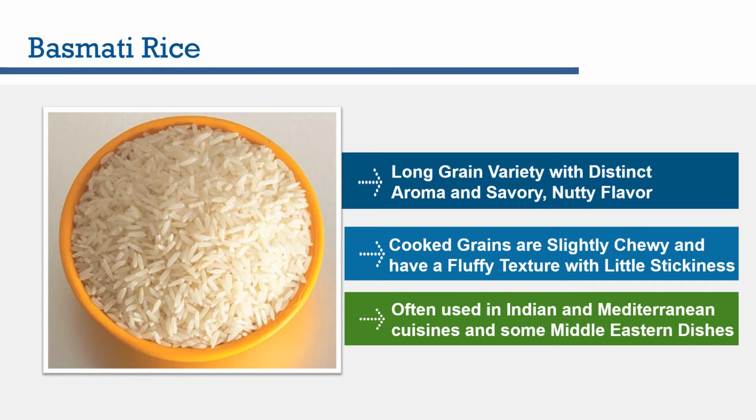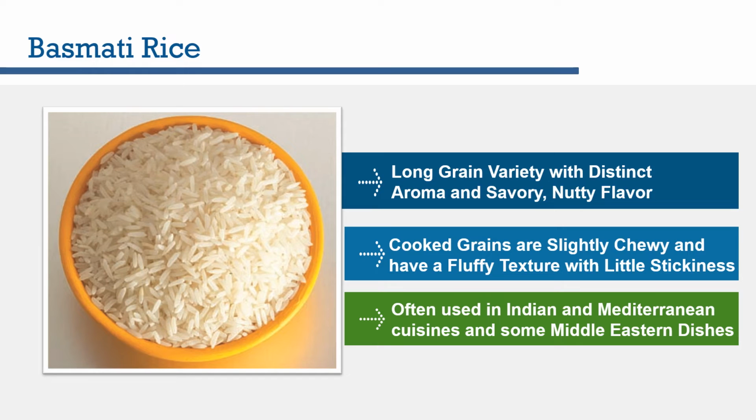Now let's talk about basmati rice. U.S. basmati is an aromatic long grain rice, just like jasmine, but with its own distinctive aroma and flavor. In fact, the word basmati actually means queen of fragrance. While cooking, basmati grains become longer, not wider, and the cooked grains are long, separate, and fluffy. They have a savory, nutty flavor and are slightly chewy.